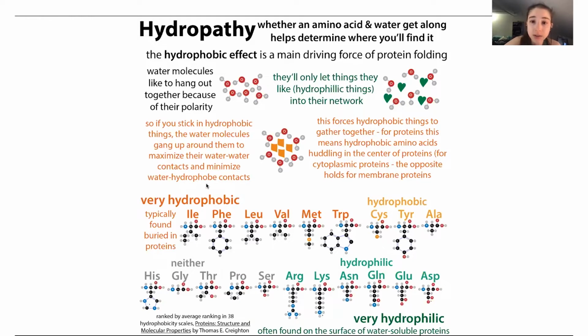If we look at our chart where the protein side chains are ranked by their hydrophobicity, you can see that isoleucine is basically the most hydrophobic amino acid. So it really doesn't want to be on the surface, and you'll find it typically in the center of proteins.